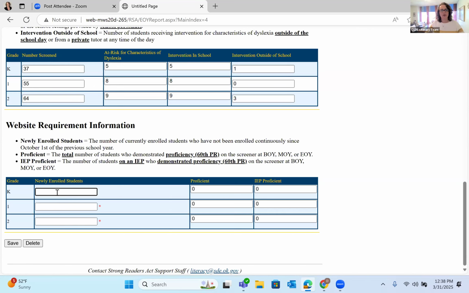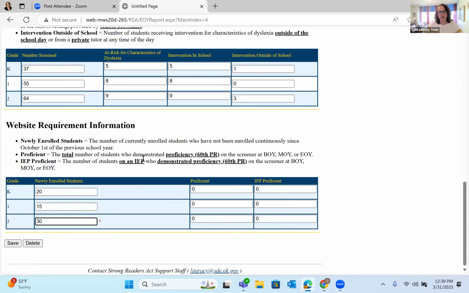So when you're looking at this, you're looking at this school year and the previous one. Right now, I'd be looking at 24-25 and 23-24. For this example, any student who has not been continuously enrolled with me since October 1st of 2023 would be considered newly enrolled, and I would enter them into this number. For my sample school, I am going to say they have 20 newly enrolled kindergartners, 15 first graders, and 30 second graders.